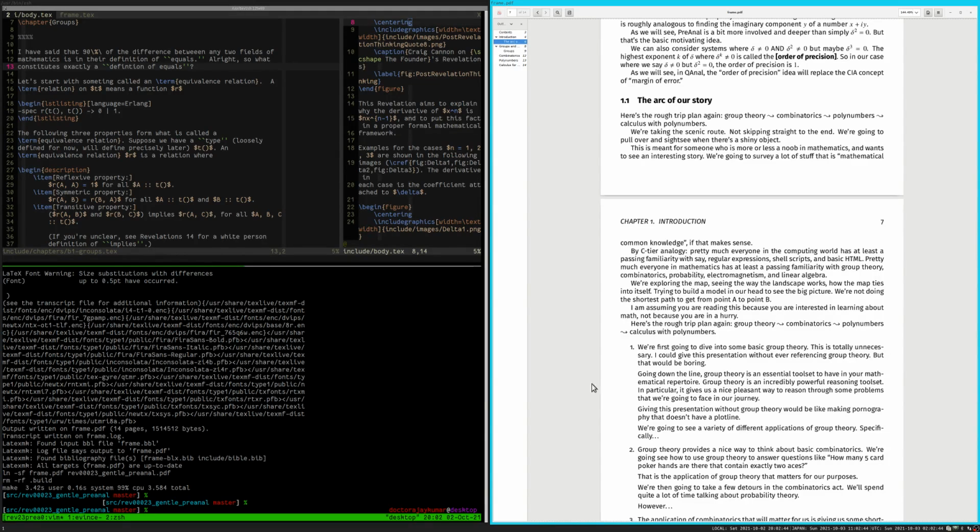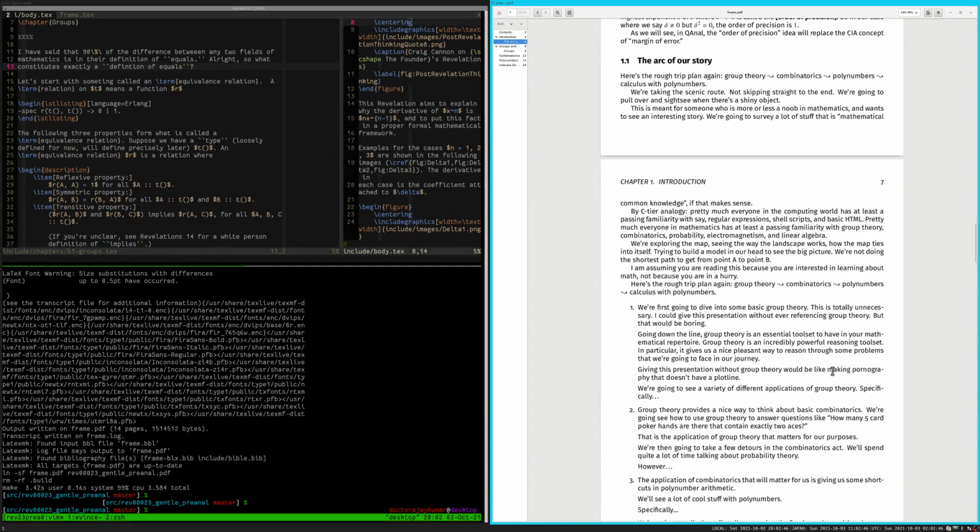We're going to see a variety of different applications of group theory. Specifically, group theory provides a nice way to think about basic combinatorics. We're going to see how to use group theory to answer questions like, how many 5-card poker hands are there that contain exactly 2 aces? This is the application of group theory that matters for our purposes.